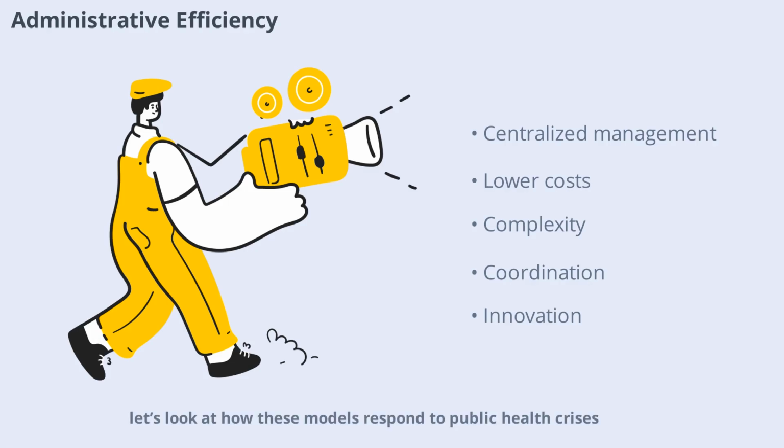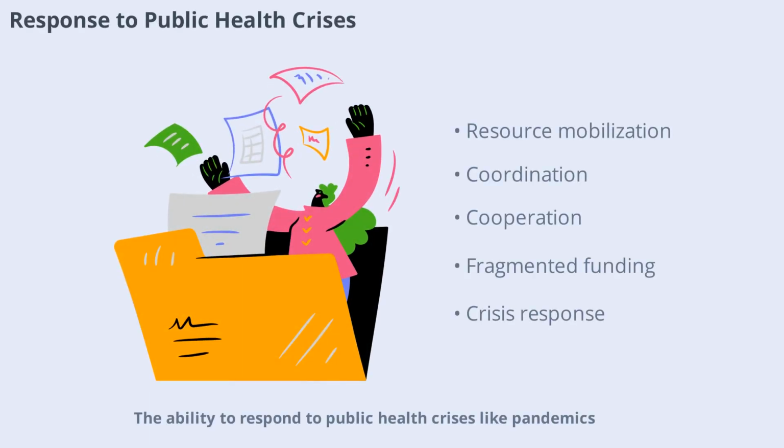Next, let's look at how these models respond to public health crises. Ability to respond to public health crises like pandemics depends on the financing model. Centralized systems such as Beveridge and NHI can mobilize resources quickly and coordinate responses. The Bismarck model relies on cooperation among insurers and providers. Out-of-pocket systems may struggle due to fragmented funding and limited resources. Effective crisis response is essential for protecting public health.